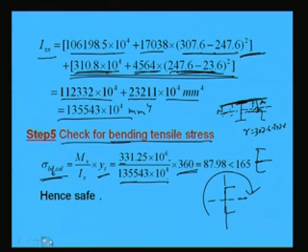So, from this I can find out the value as 87.98 Newton per millimeter square, which is less than 0.66 Fy, that is 165 MPa. So, as it is less than 0.66 Fy, we can say this is safe. So, from the bending tensile stress point of view, the chosen section is safe. Next, we will go for compression. So, for compression, what we will do?